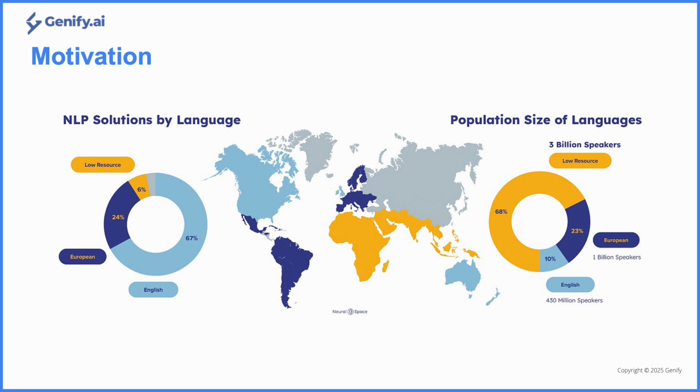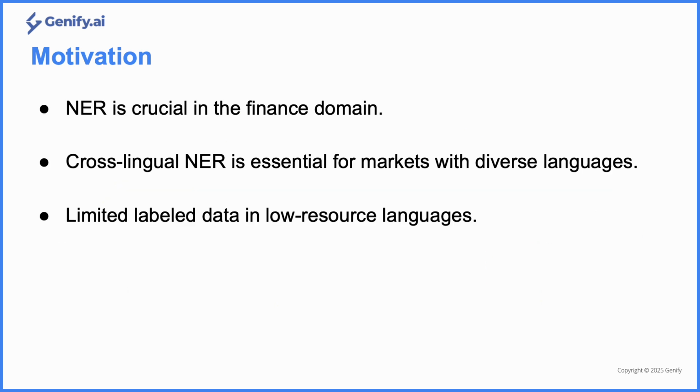This disparity becomes even clearer when you look at the world map showing NLP solutions available for different languages. Despite having large populations, many languages lack adequate NLP resources, especially in domains like finance. In the financial domain, named entity recognition plays a critical role in extracting valuable insights from financial texts. Whether it's identifying merchants, amounts, or currencies, accurate NER is crucial for various NLP applications in finance, including sentiment analysis, risk assessment, and investment recommendation systems.